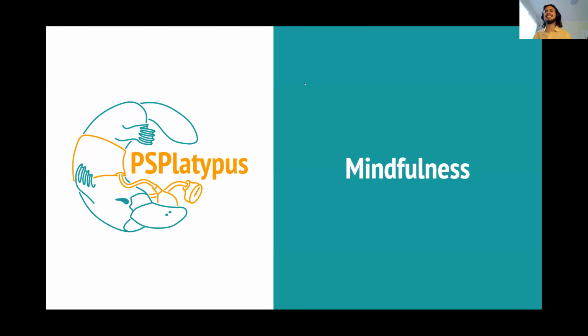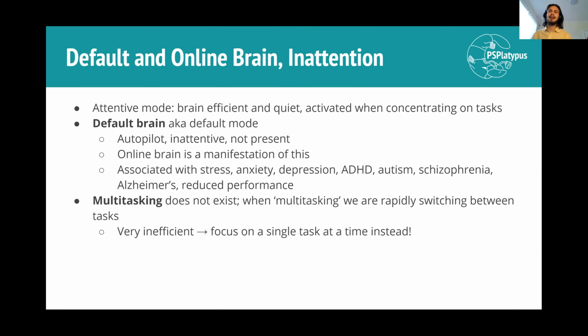Anyway, on with the slides. Thank you, James. Something that Hesed talks about is the default and online brain and factors that contribute to inattention. The key thing to understand here is that our default brain, what we are at a normal state, is actually quite inattentive. We aren't present. We're not really focusing on the moment in day-to-day life.